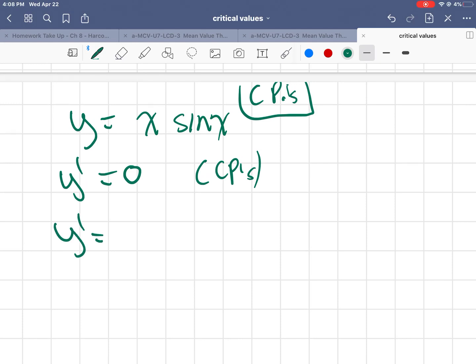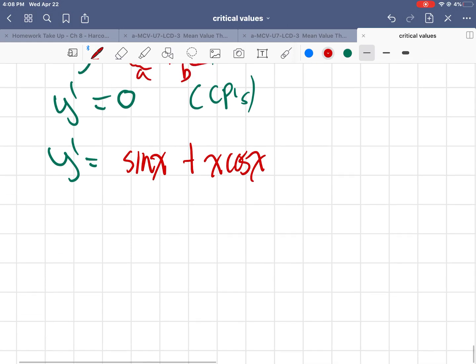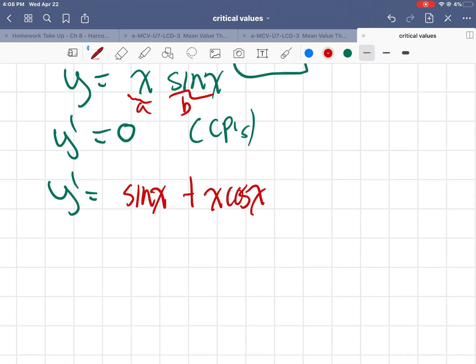Now this I would use the product rule, a and b. A prime b is sine x, because a prime is 1, plus x cos x. Okay, x cos x. And then you have your derivative. Oh, whoops. That shouldn't be y prime equals. We wanted to make that equal 0. So it should all be that equals 0.